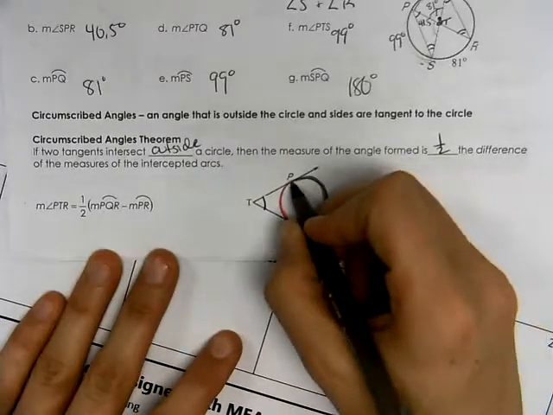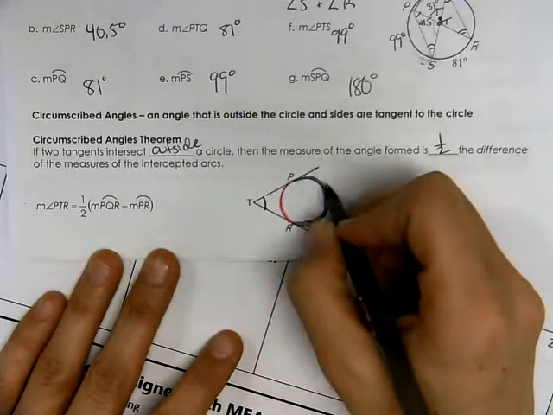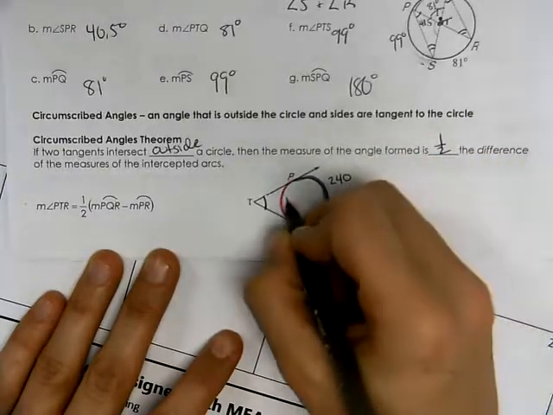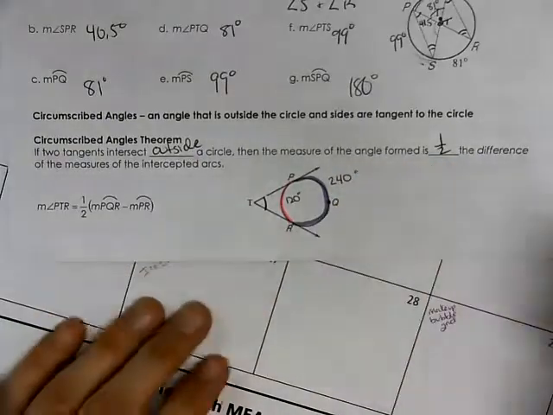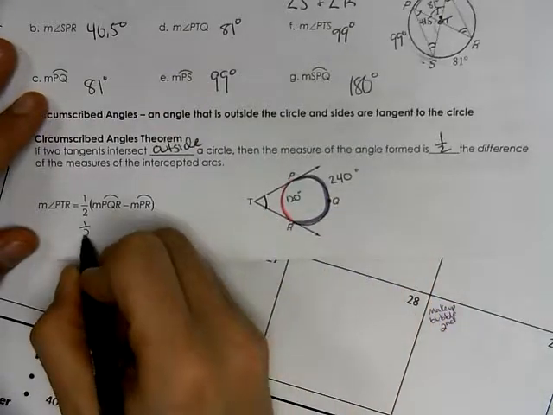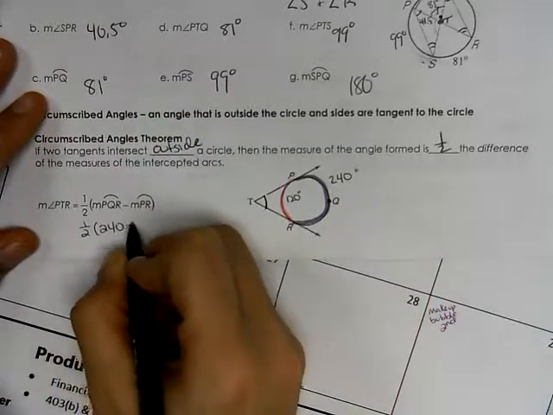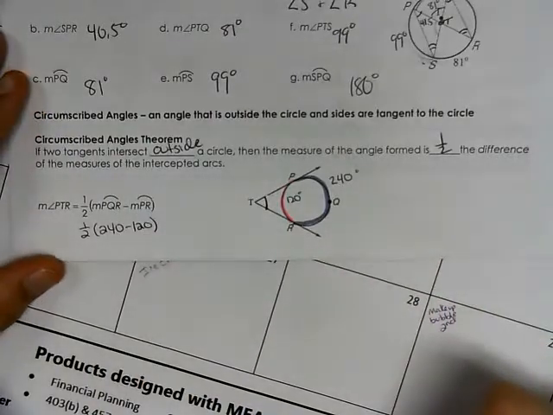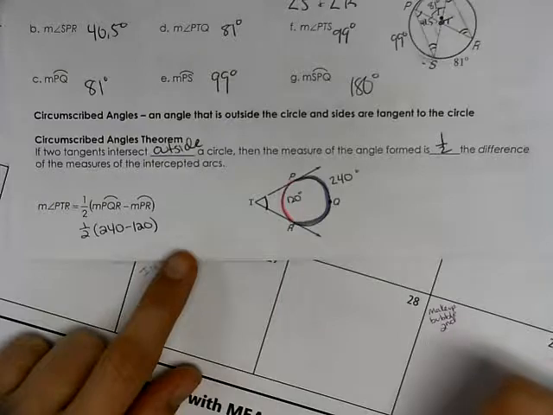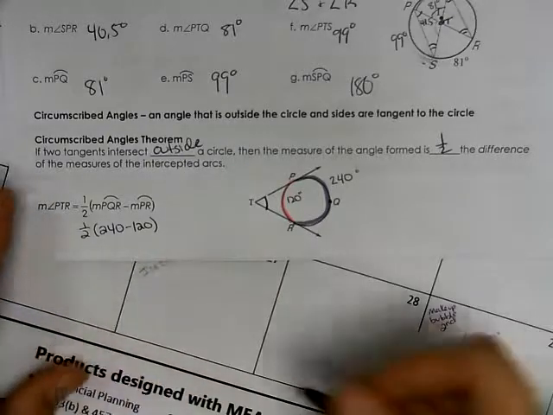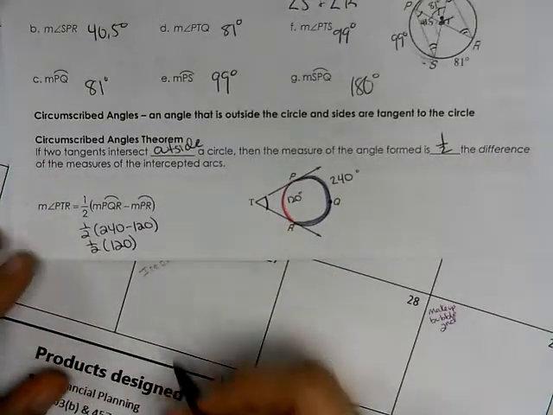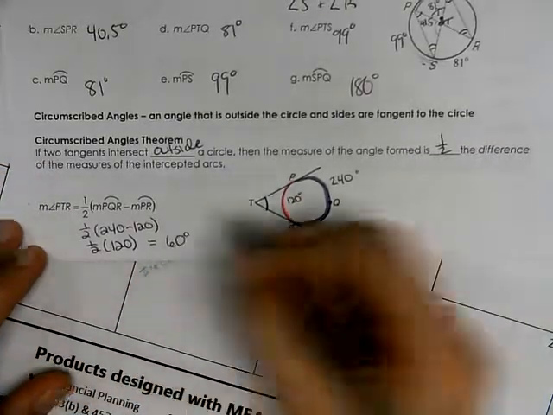This one's always going to be a major arc the majority of the time. So if this was like 240 and this was 120, this angle T would be half of 240 minus 120. What's 240 minus 120? 120. What's half of 120? 60.